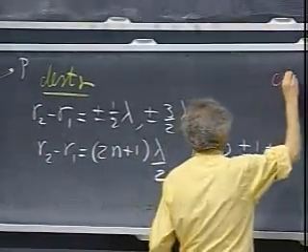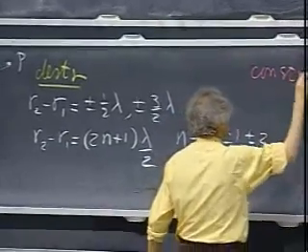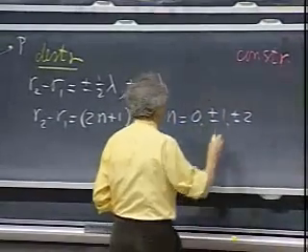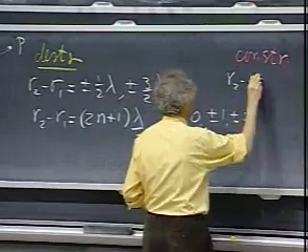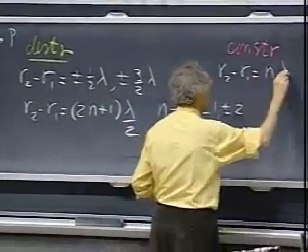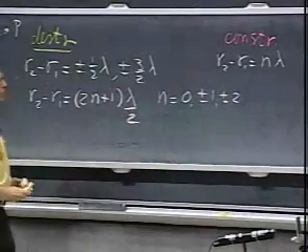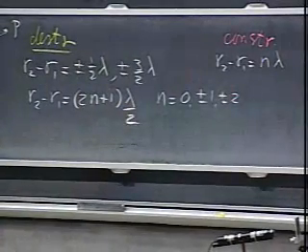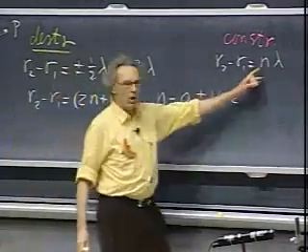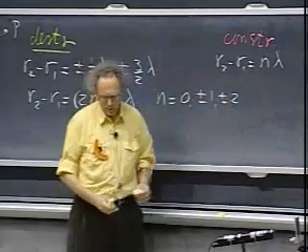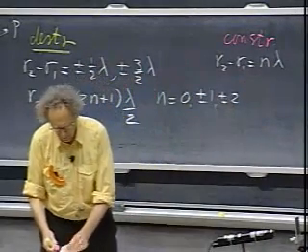We would have constructive interference if R2 minus R1 is simply n times lambda. So then the waves at point P are in phase, and n is again, could be 0, plus or minus 1, plus or minus 2, and so on.